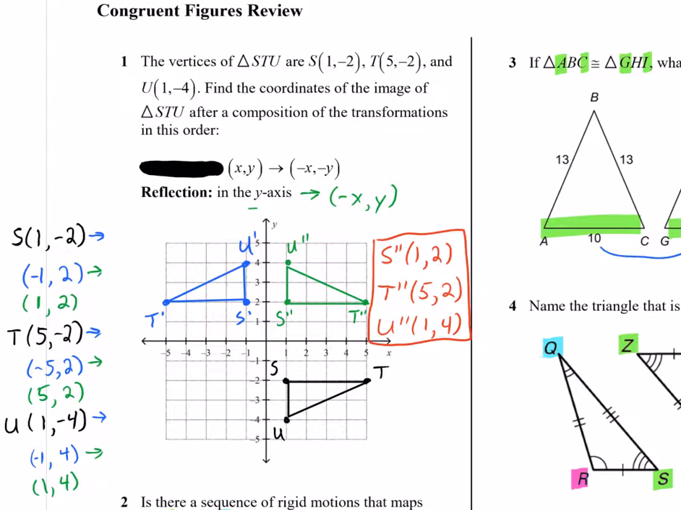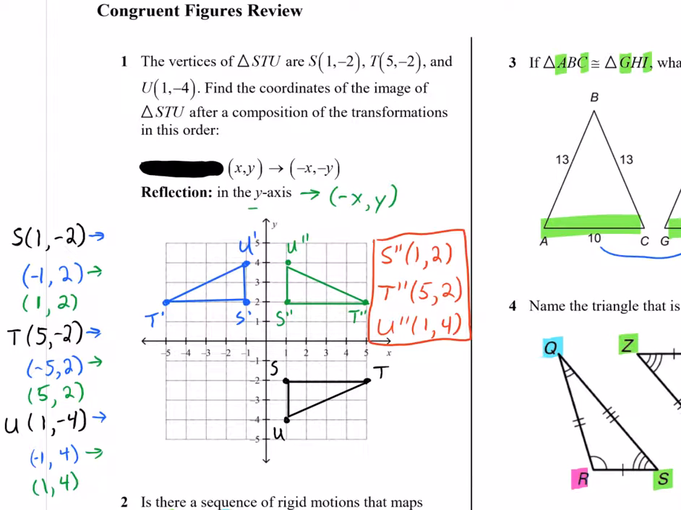T becomes negative 5, 2. U becomes negative 1, 4. So if I actually graph those points, you see them here in the upper left quadrant, which is quadrant number 2. So going from the original to that quadrant is actually a rotation of 180 degrees.